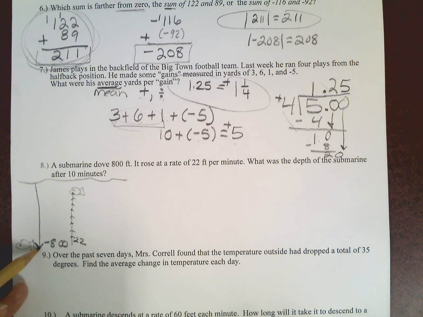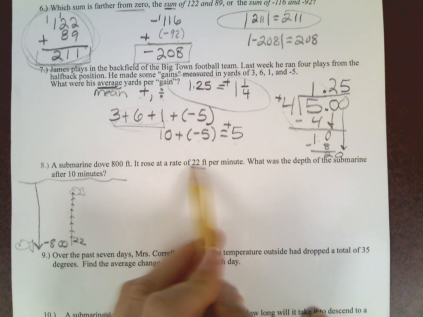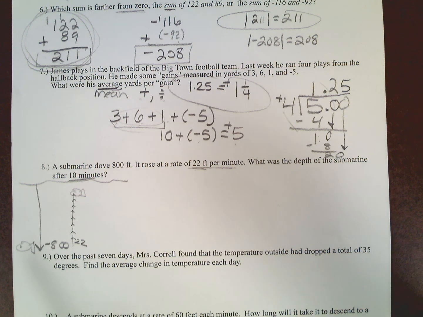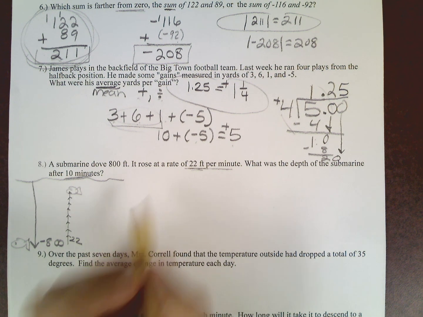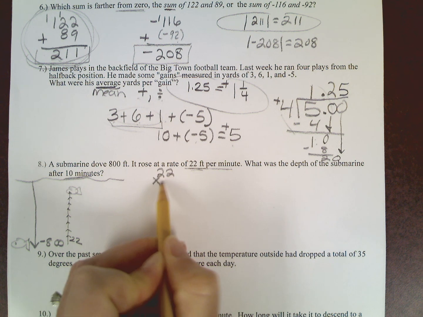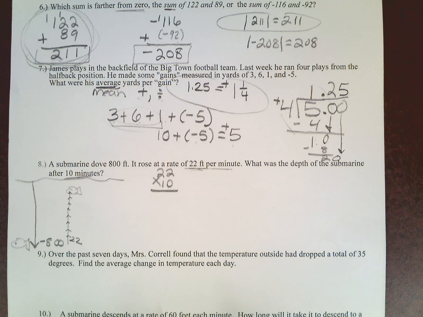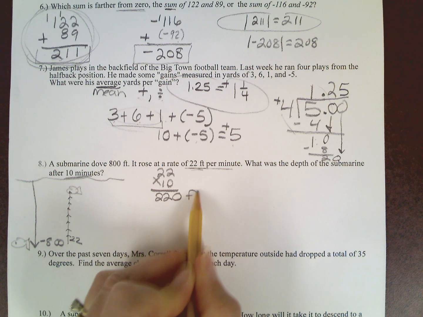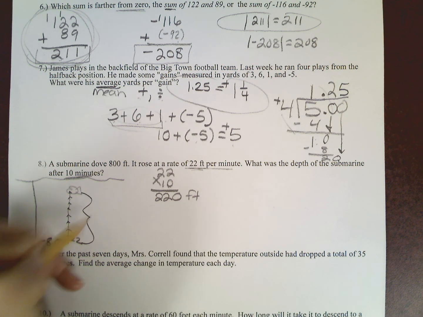So we know it's way down here at negative 800. We know it's coming up. How fast is it coming up? 22 feet per minute, and it's doing that 10 times over again. So I could add 22, 22, 22, 22, 22, I could add it all together over and over again. Or remember, we could do 22 times 10. Well, 22 times 1 is 22, and just add your 0. So that means that it's going to be coming up 220 feet.